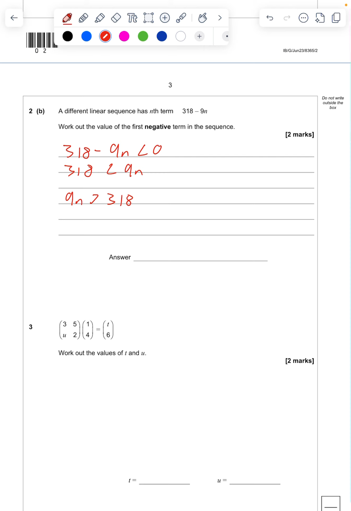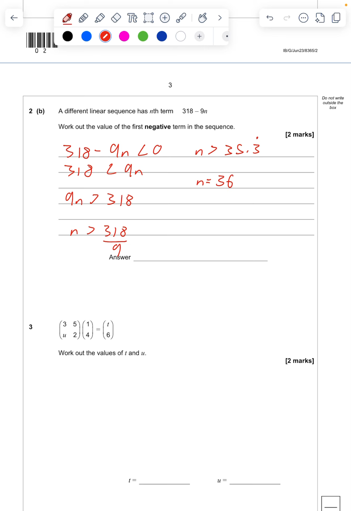Now, to get n, we're going to do 318 divided by 9, which will probably give me some decimal. So I can say that n must be bigger than, let's just whack this into the calculator and see what I get. And I get 35.3 recurring. Now, if I put 35 into this nth term, it will just be above 0. It's going to be positive. So the first time it will go negative is when n is bigger than 35.3, so when n is equal to 36.